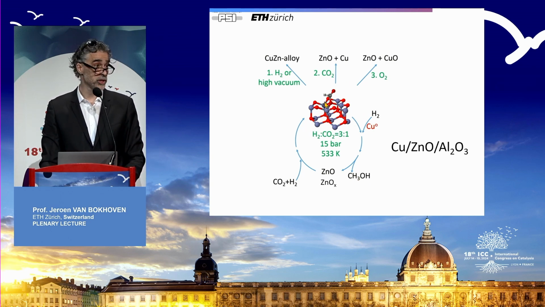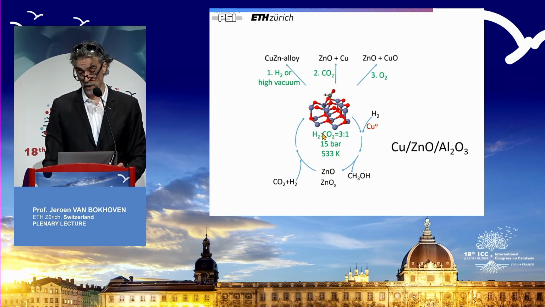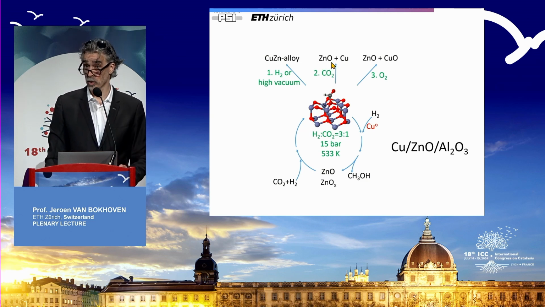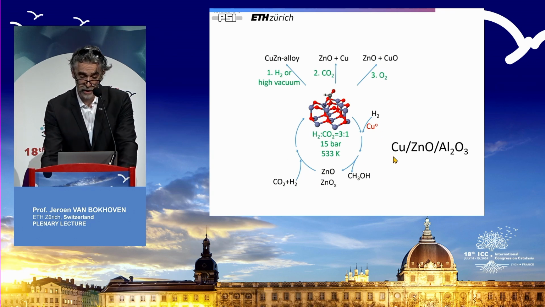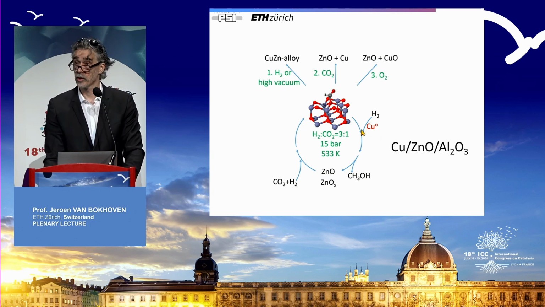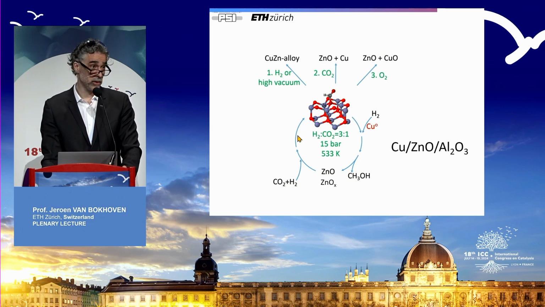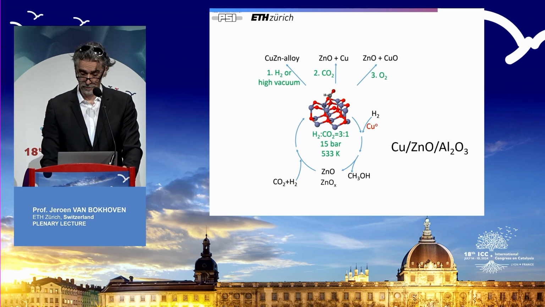And of course, if you bring this system to higher pressures of hydrogen or in vacuum, you start forming the copper zinc alloy. If you bring this system in carbon dioxide only, you make zinc oxide and copper. If you bring this into oxygen, you make zinc oxide and copper oxide. So again, depending on the conditions, you end up with something very, very different. And of course, within the catalytic cycle, you have the formate. You hydrogenate this, making methanol, and then on the zinc oxide you are reforming back the formate. And of course, how that exactly occurs here, there is still much work to be done.